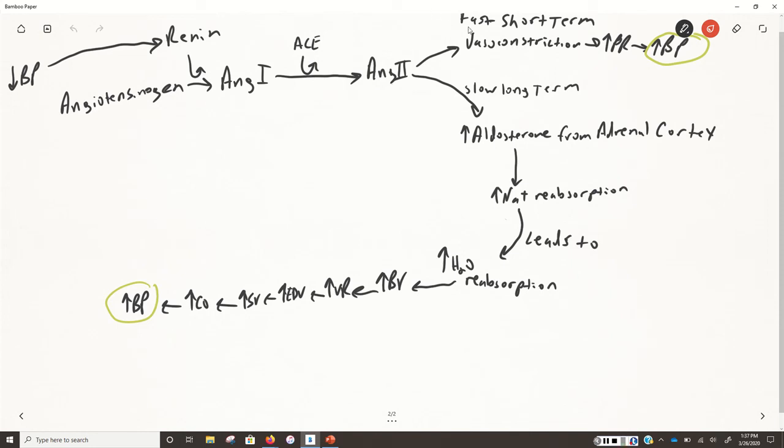Angiotensin 2 had a fast, short-term way to raise your blood pressure by vasoconstriction, which increased peripheral resistance, increasing blood pressure. But it also had a slower, long-term way of raising blood pressure. Angiotensin 2 caused aldosterone to be released from the adrenal cortex, which caused sodium reabsorption, which leads to water reabsorption, increasing blood volume, and then ultimately raising blood pressure. Now we're going to add some details to this.